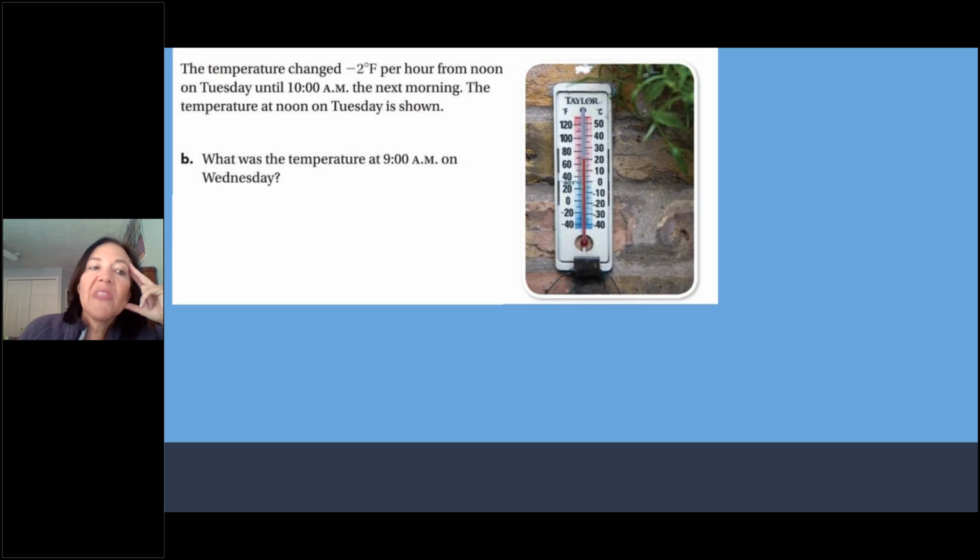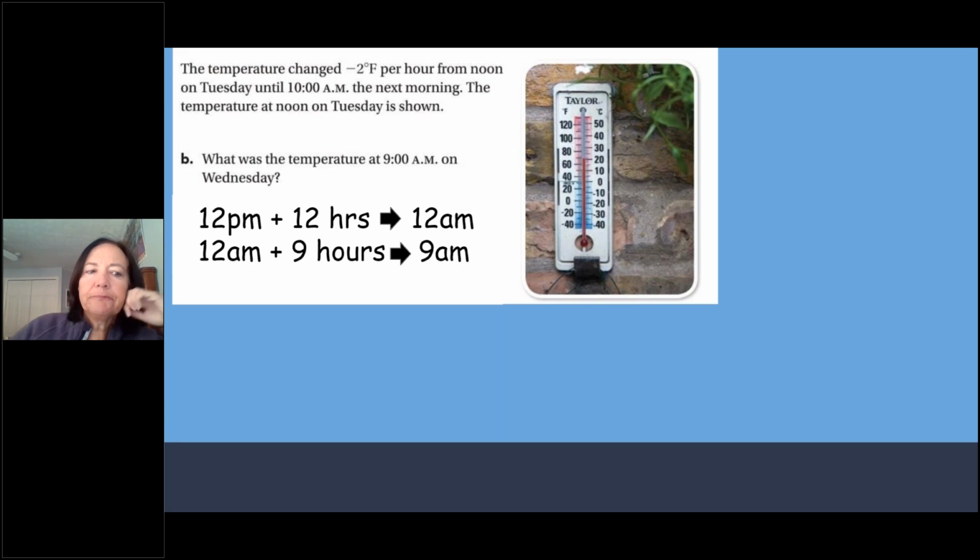The next morning. The temperature at noon on Tuesday is shown. So the starting point is still 20 degrees. So what was the temperature at 9 a.m. on Wednesday? So now they're kind of throwing in, how does the clock work? How many hours have passed? So I'm going to help you set that one up.